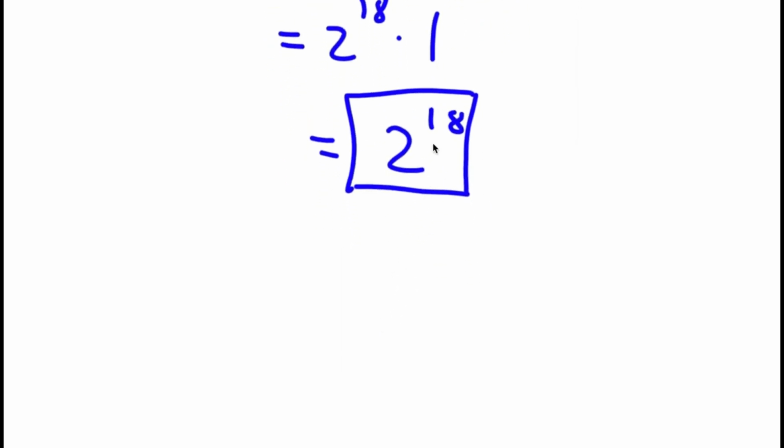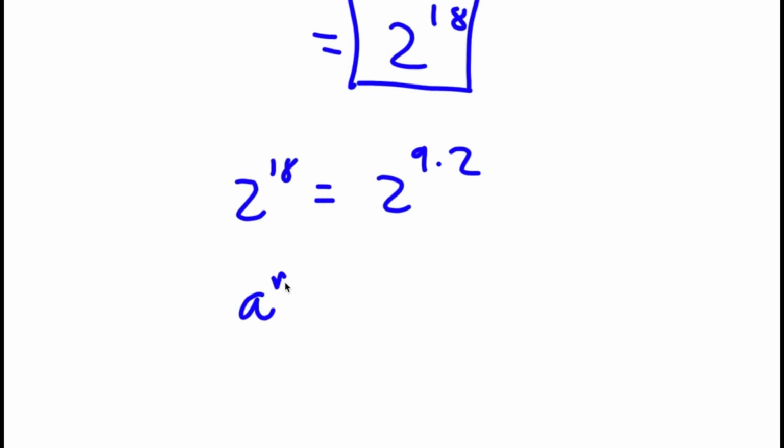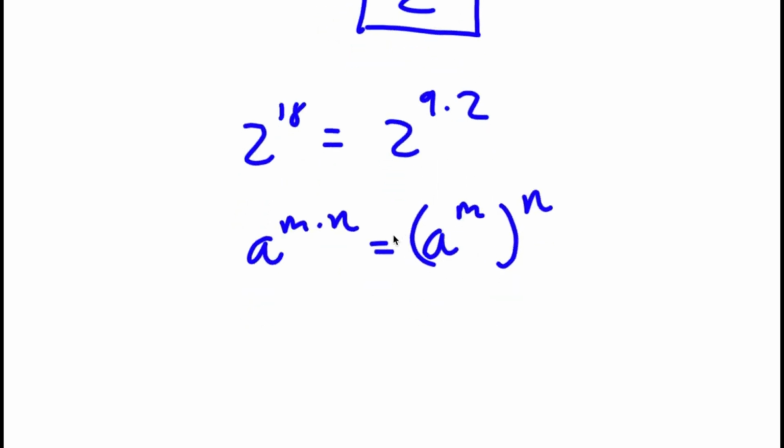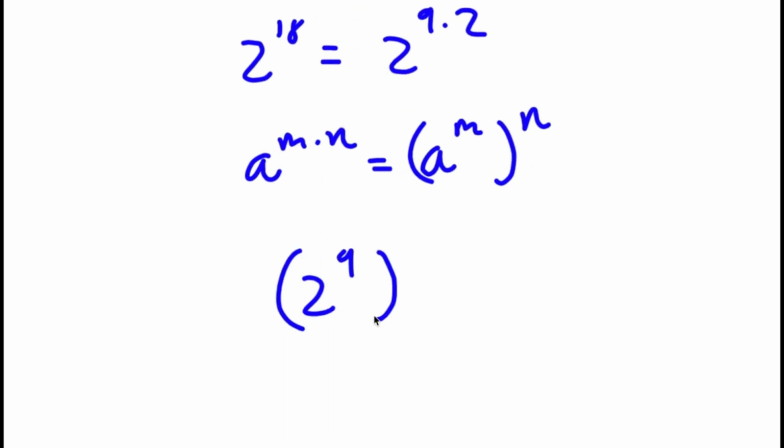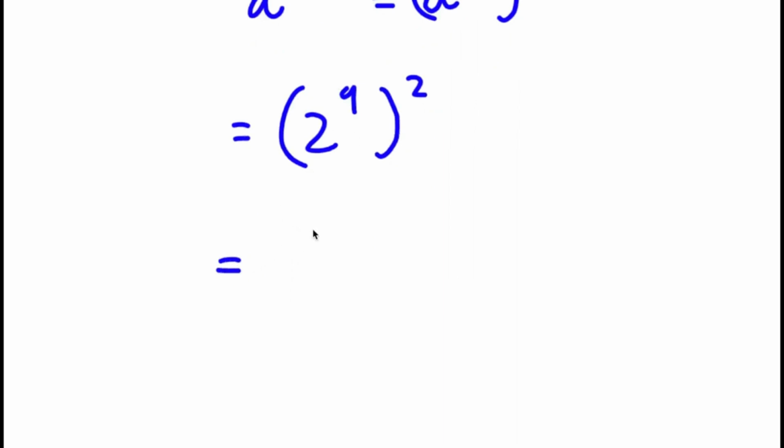Now, although this is a solution, I'm actually going to find a way to simplify this. So 2 to the power of 18, this is the same thing as 2 to the power of 9 times 2. And if I have something in the form a to the power of m times n, this is the same thing as a to the power of m, to the power of n. So 2 to the power of 9 times 2, that's going to be 2 to the power of 9, to the power of 2. Now 2 to the power of 9, this is equal to 512, so I have 512 to the power of 2.